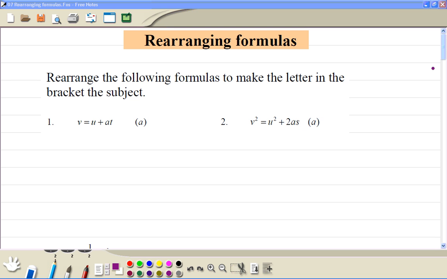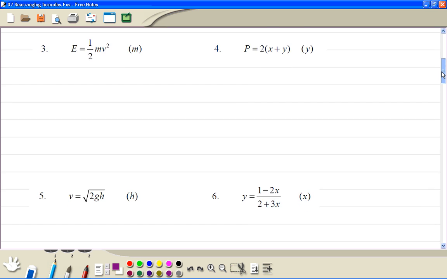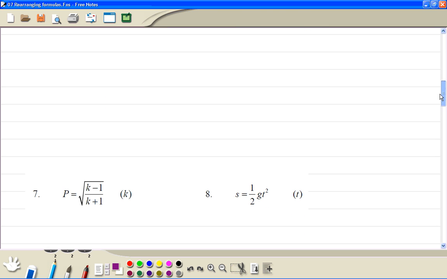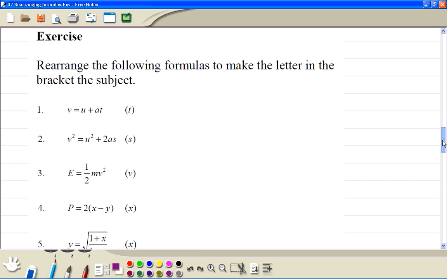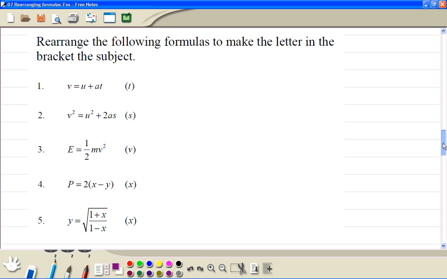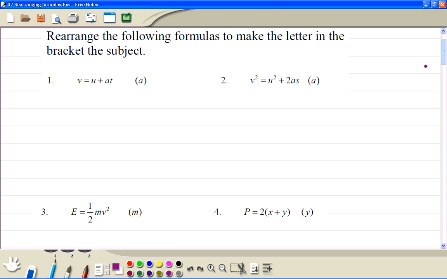Rearranging formulas. So these are the examples we're going to do. Let's start with the number 1.